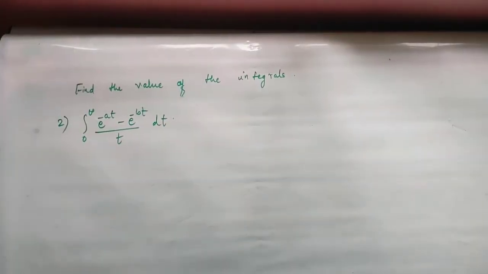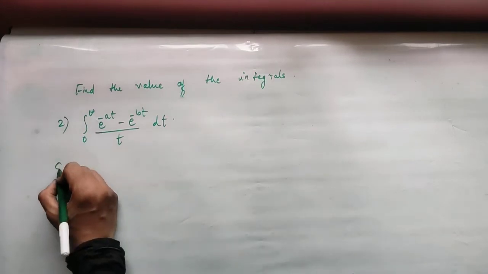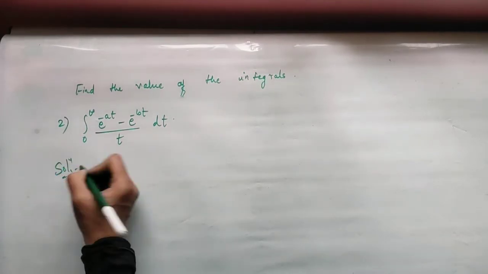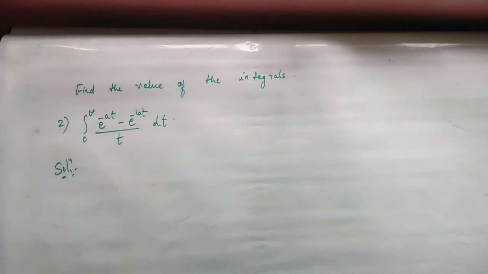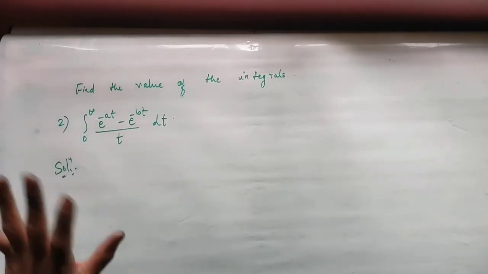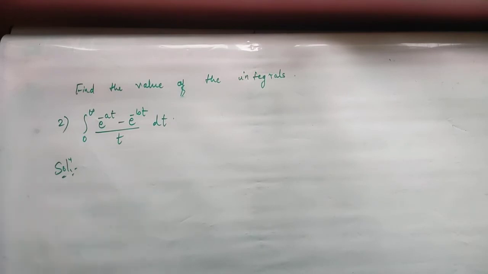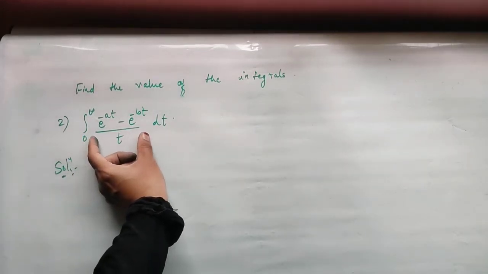See here students, we have one more problem: integration from 0 to infinity of (e to power minus at minus e to power minus bt) divided by t dt. Let us solve this problem. Since we have not solved this in a previous session, unlike the previous problem, here I will first work for the Laplace transform of this given thing.